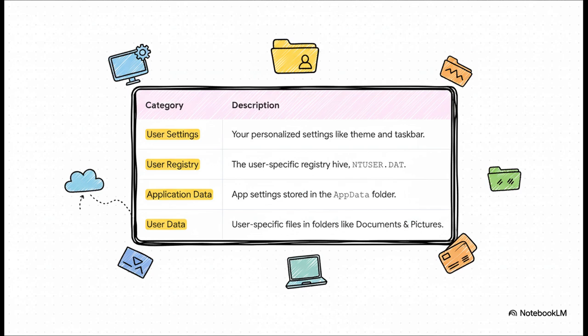Then there's the really technical core, the user registry. This is a file called ntuser.dat, and it's basically the brain of your profile, storing thousands of settings. Third is application data, which is where your apps keep their own settings. And finally, of course, your user data. That's all your stuff, your documents, pictures, music, you name it.